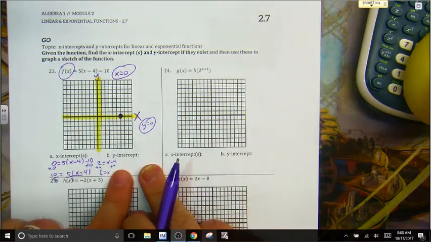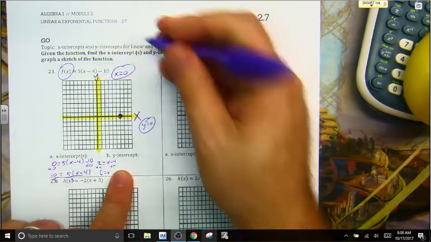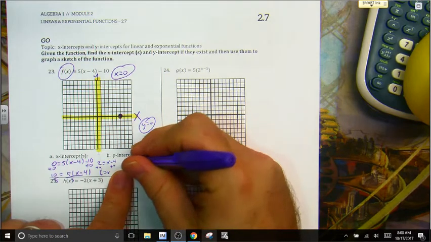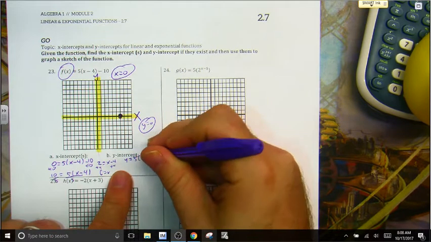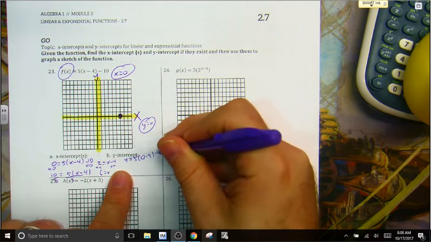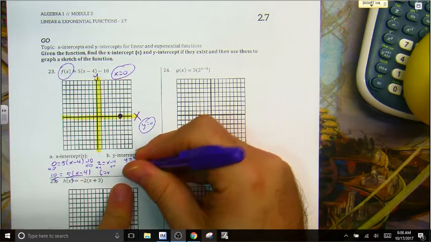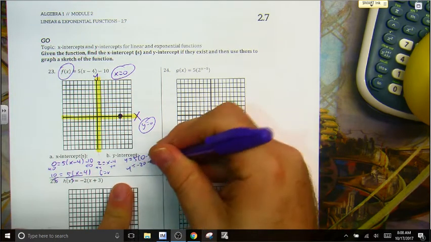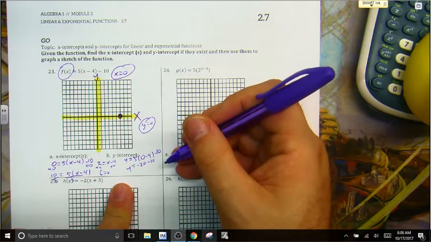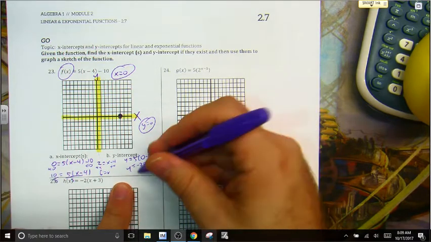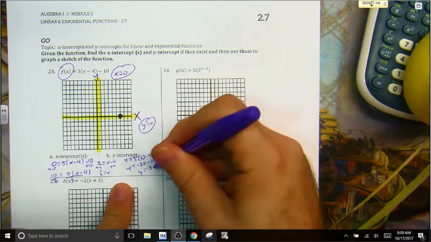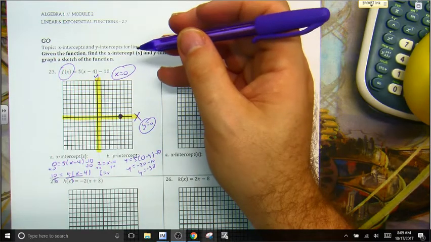Now I do the same thing for the y-intercept. For that I plug 0 in. So I'm going to have y equals 5 times 0 minus 4 minus 10. This is going to be minus 4, so this is y equals negative 20 minus 10. This is going to be negative 30. Y equals negative 30. So I'm going to have to scale my graph a little bit.